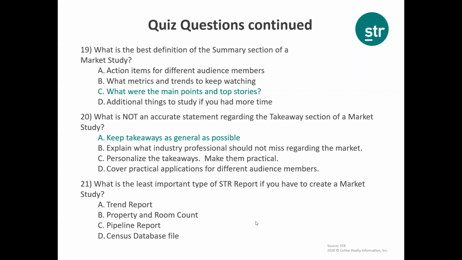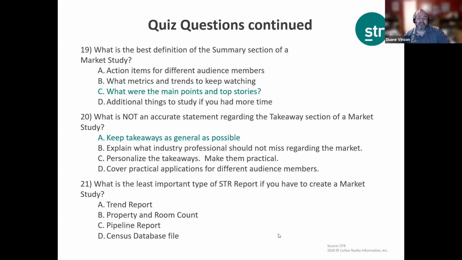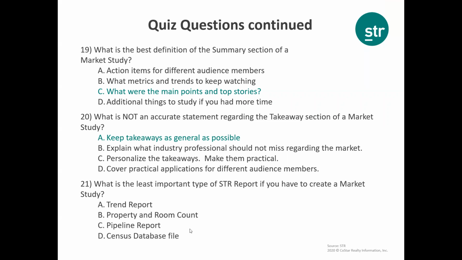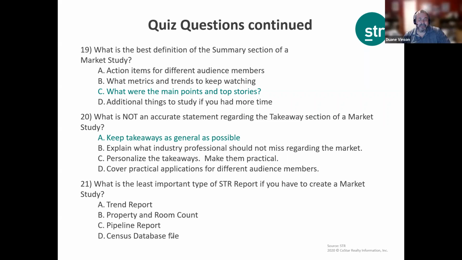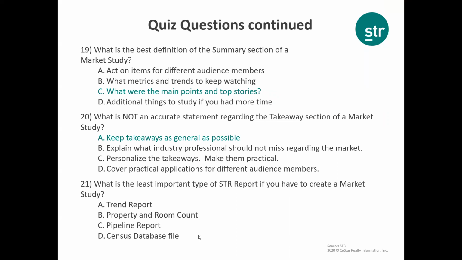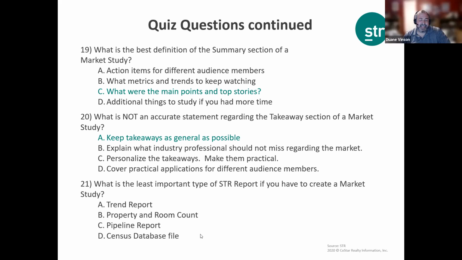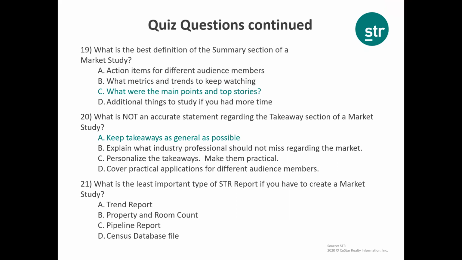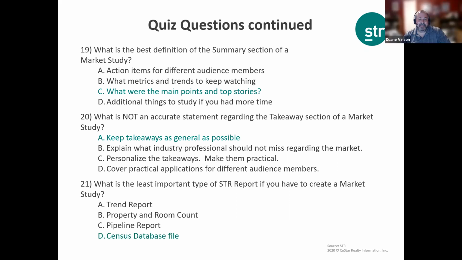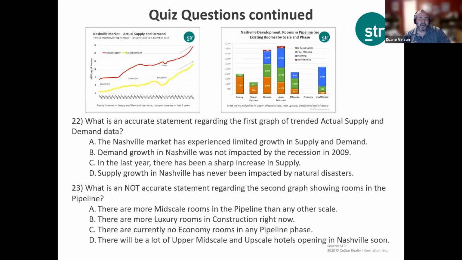Okay, good. Number 21, what is the least important type of STR report if you have to create a market study? I think these are all helpful, useful information in all of these, but one of these in particular we really didn't talk about today is something we're going to use in our market study. That is D, right? The census database file. That is correct. All right, just a few more here.